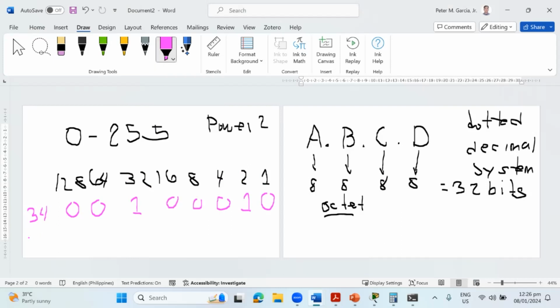Yan. So halimbawa, 138. Ayan, 138 na decimal. So 138, 128 magagamit, pwede. Yan, so plot natin 1. 128 plus 64, pag inadd natin, makukuha ba si 138? 128 plus 64 is 192, so hindi pwede, 0. Pag pinagsama ba 128 saka 32, makukuha si 138? Hindi rin pwede, sobra. That is 160, so this is 0.